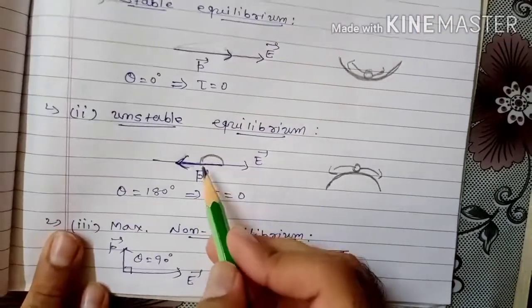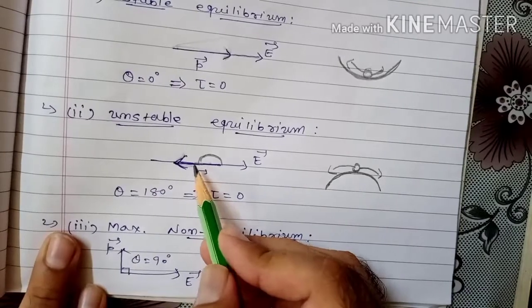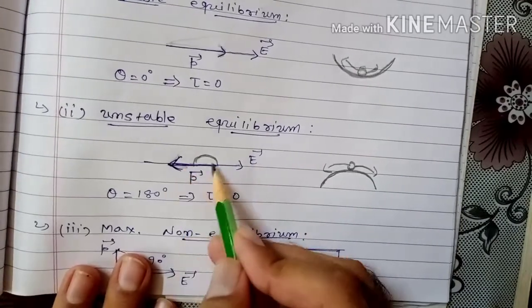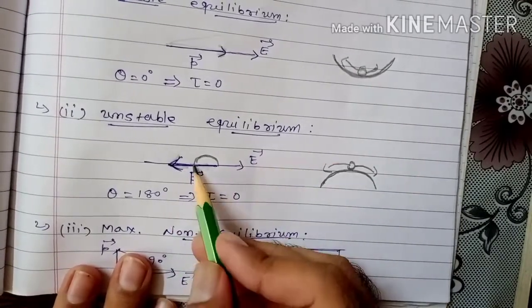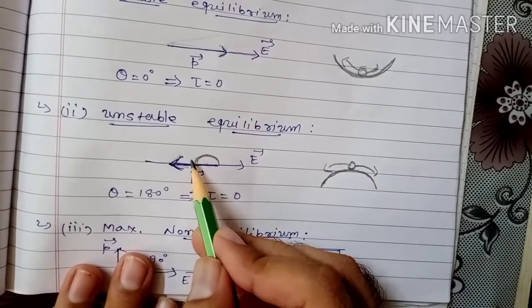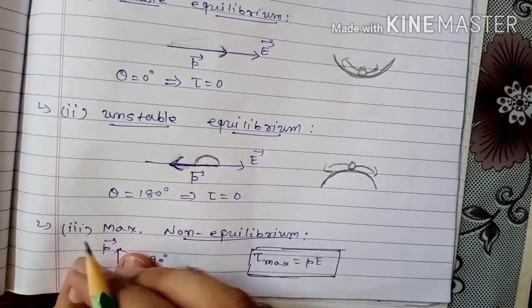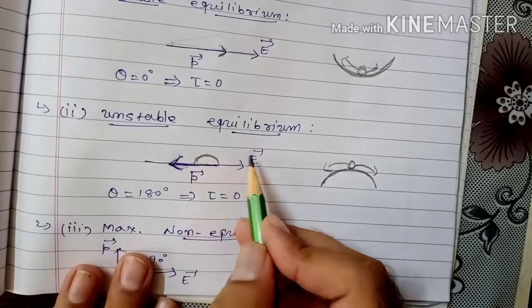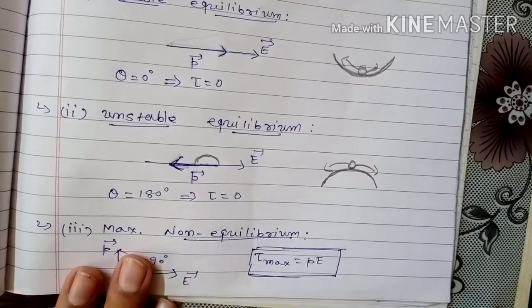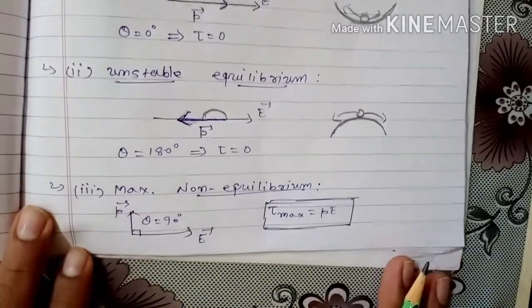So here if you try to displace the dipole from this condition, right now the dipole is in equilibrium condition, net torque is 0, it will not move. But if you try to move this dipole, then it will never come back to this position. It will move in the direction of electric field. Therefore this condition is called unstable equilibrium condition.